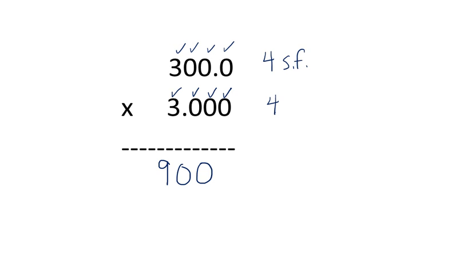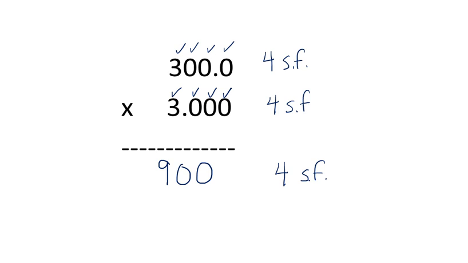Let's try one more example with multiplication. We have 300.0 times 3.000, and the calculator answer, of course, is 900. But we have to count significant figures. So this number, we have a decimal point, so we have all those ending zeros that are significant, and so we have 4 significant figures there. And then we have a 3, and then all these other ending zeros that are significant, so 4 significant figures there. And so our answer should also have 4 significant figures.